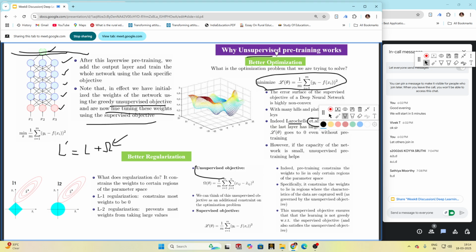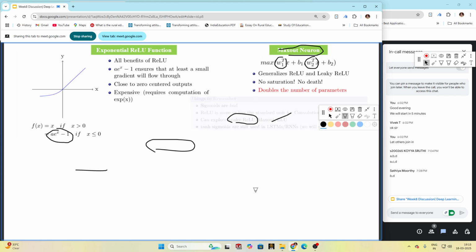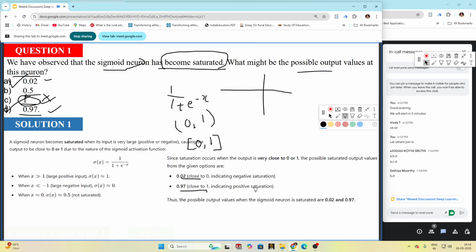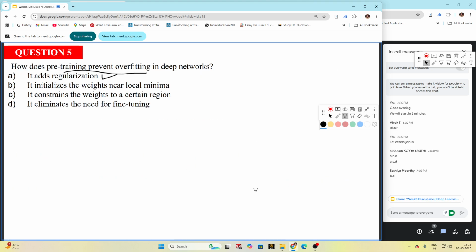So why does unsupervised pre-training work? It does better optimization and it does better regularization. So whatever you are doing in the unsupervised step, that is better regularization only. Okay, so let's move on to the question. Yeah, so it adds regularization. So option A is right.